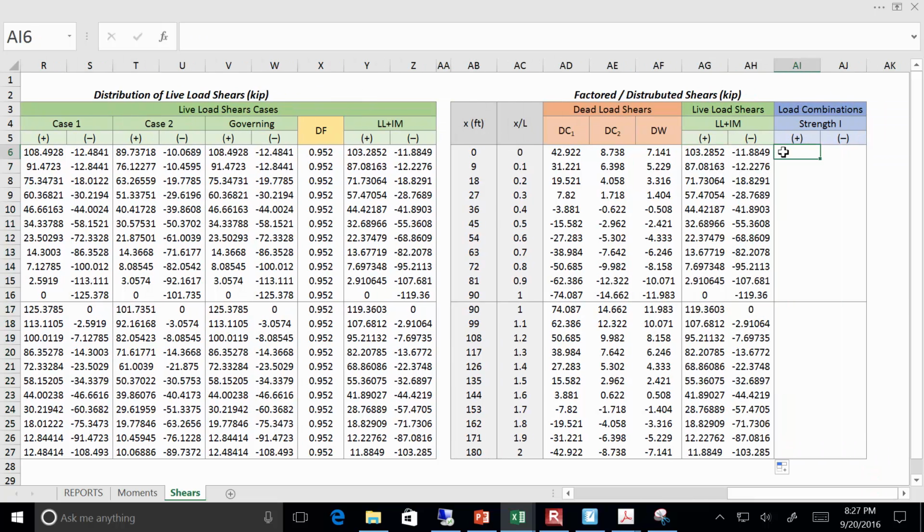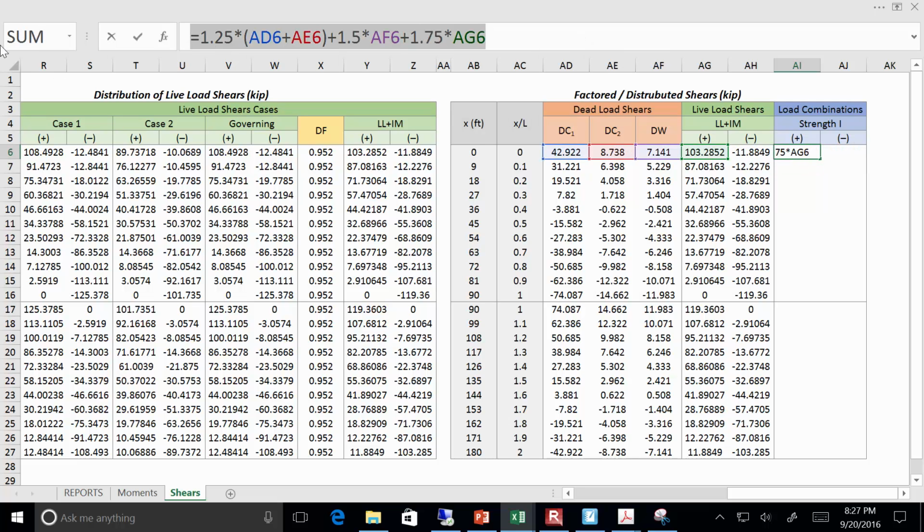All right. So the last thing left to do is a load combo, and I'm only going to do Strength 1. It's the only shears I need right now. You don't need to do a service check for shears, and we'll learn that later. So same load combo equals 1.25 times the DC loads, plus 1.5 times the DW, plus 1.75 times the positive shears. And then I can actually just copy and paste this formula, using Control C and Control V to do that quickly.